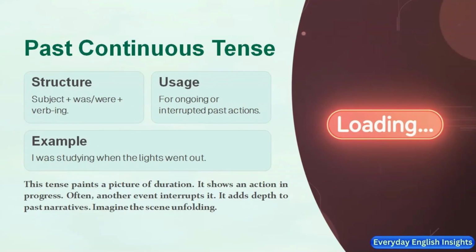Now, let's look at the past continuous tense. Structure: subject plus was or were plus verbing. Usage: it describes actions that were ongoing in the past, often interrupted by another action. Example: I was studying when the lights went out.